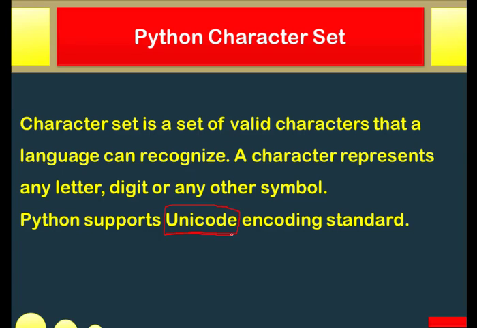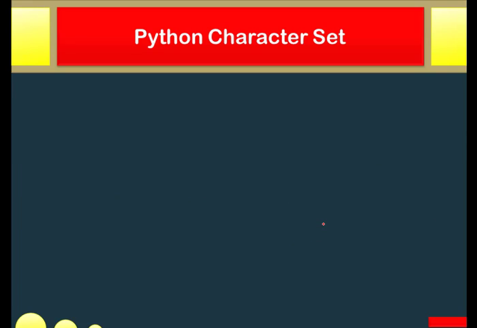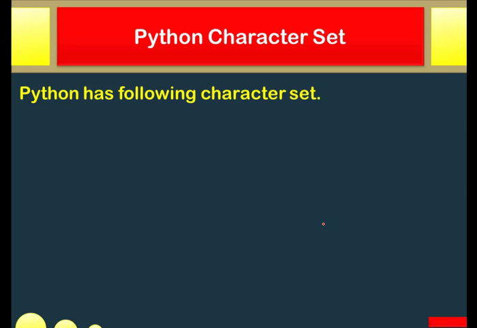Whatever data we input from the keyboard, whatever character we press on the keyboard, is converted to a certain code that we call Unicode. So Python supports the Unicode encoding standard, and these characters may be a letter, digit or any other symbol. So these are the characters. We are just going to see a table here. Okay, so Python has the following character sets.